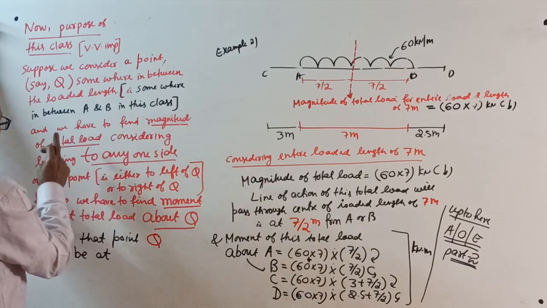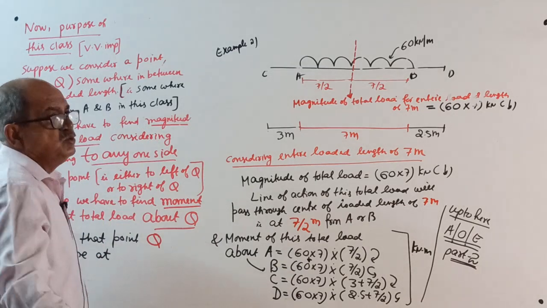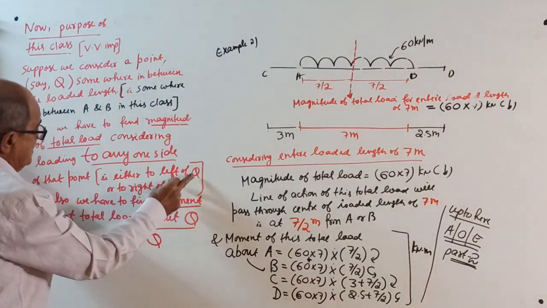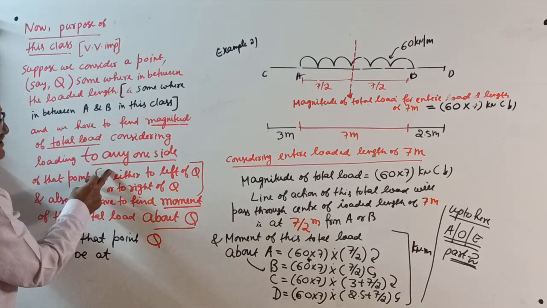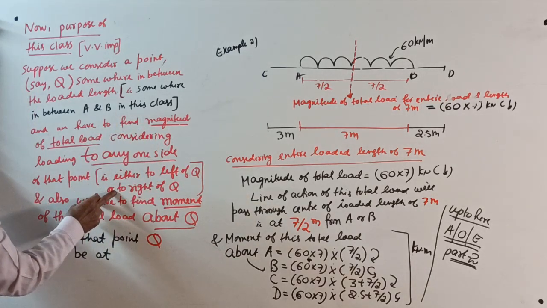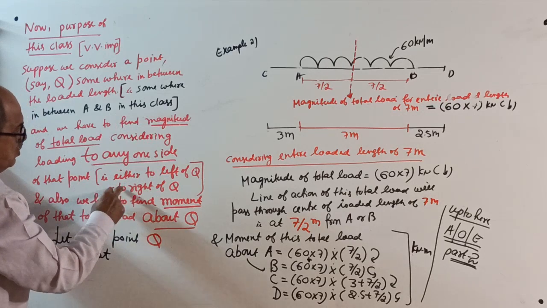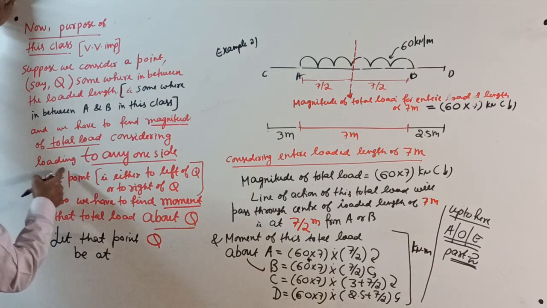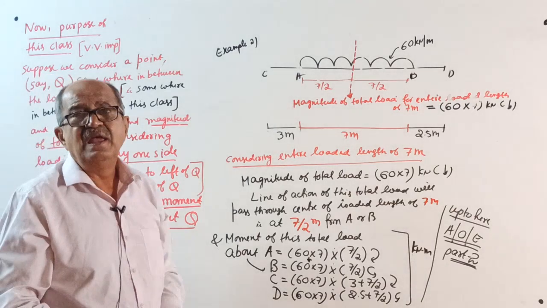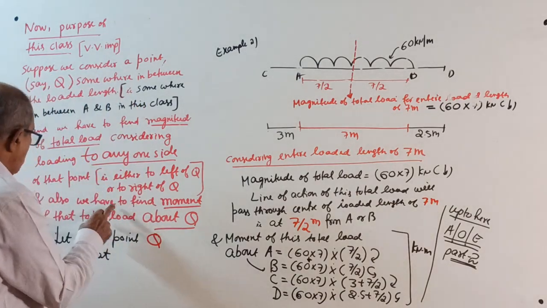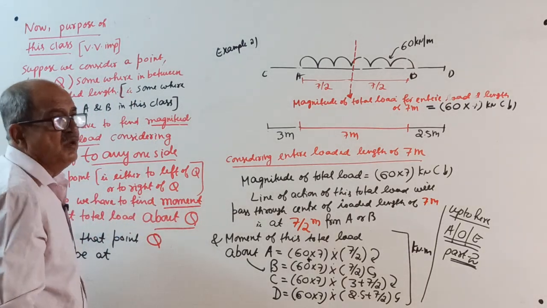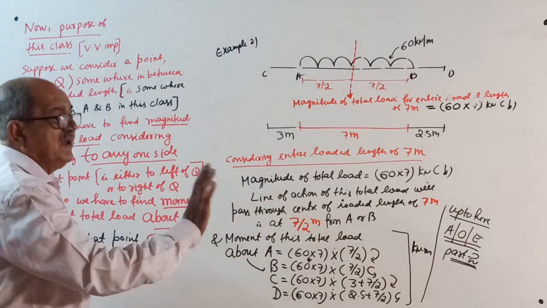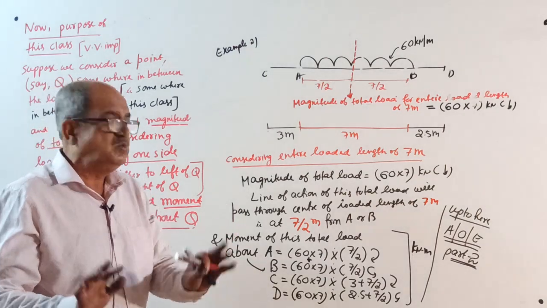We have to find the magnitude of total load considering loading to only one side, not both sides. That is, either considering loading to left of that point Q or considering loading to right of that point Q. You can add that. And we also want to find the moment of that total load, considering only one side's load. About Q only you require; other points you never require in structural analysis.